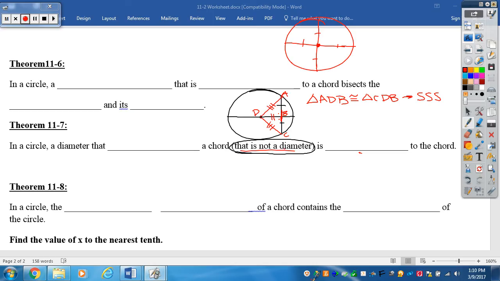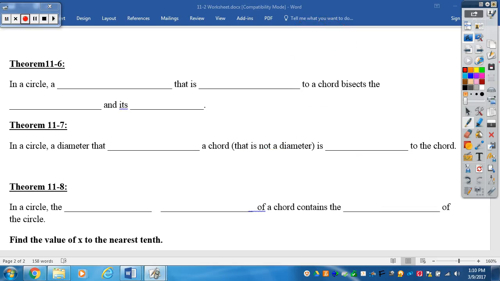All right, the last one, theorem 11.8, says this right here: in a circle, the perpendicular bisector of a chord, okay, so those 2 blanks, perpendicular bisector of a chord, contains the center of the circle.